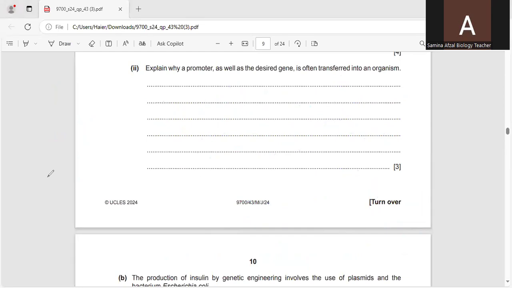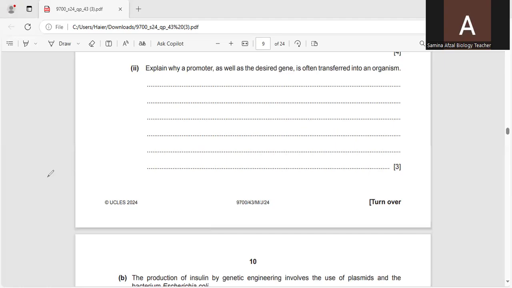And students, you know that when we insert genes from one organism into the other, as for example in the case of genetic engineering, one organism's part is inserted into the other, just like the promoter or any desired gene. So what is the purpose for this? First of all, it is to initiate the process of transcription.